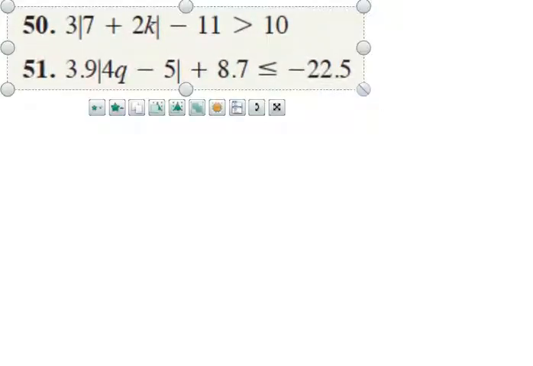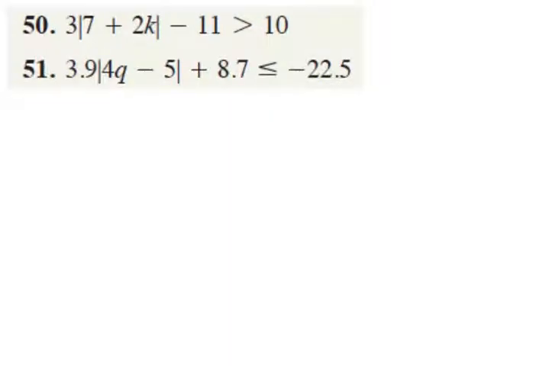Okay. So in this case, let's do 51. I don't think you actually end up doing 51. I think the way that every other odd works out, 49 is the last one you do. So we'll do 51 as a group. Here, same situation. You're just going to subtract that 8.7 from both sides.